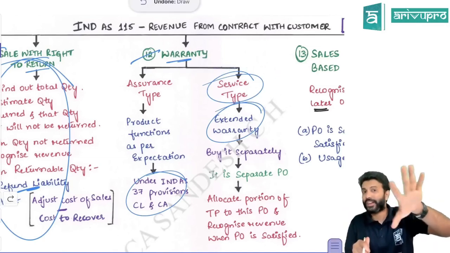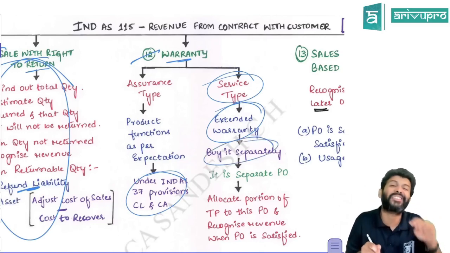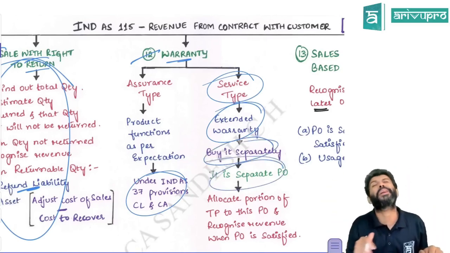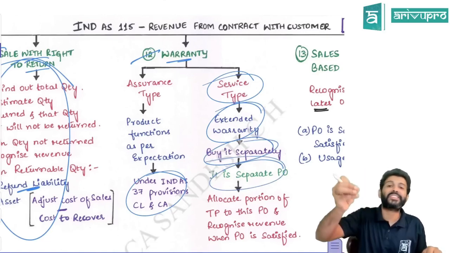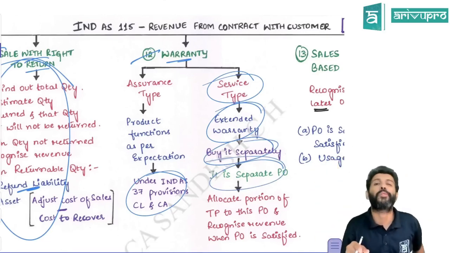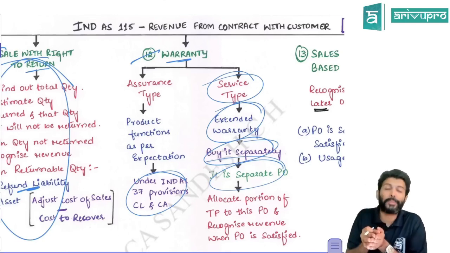Service warranty is nothing but your extra warranty, which the customer has to buy separately. Since the customer is buying it separately, it represents a separate performance obligation, because the customer is asking for it separately. It's a separate service he's asking from you. That means it represents a separate performance obligation. So if it is a separate performance obligation, you have to do the revenue recognition steps.